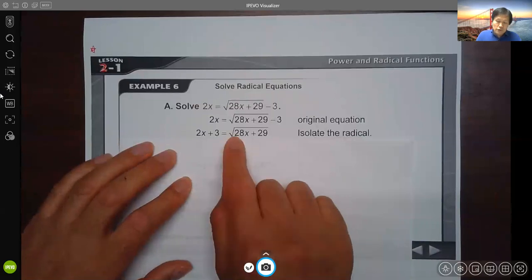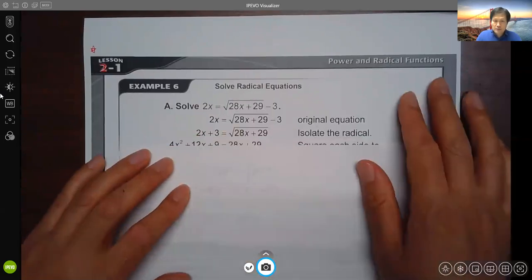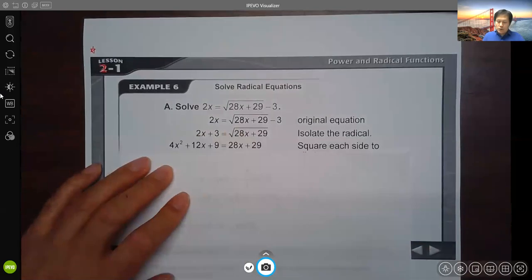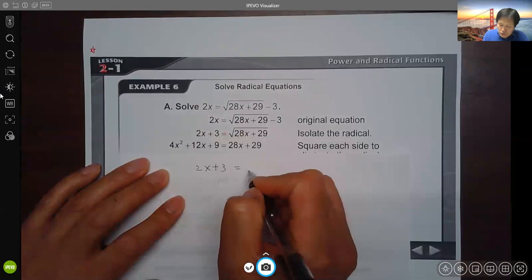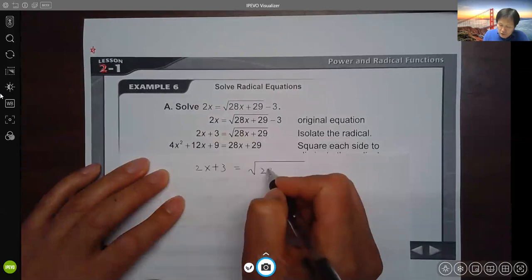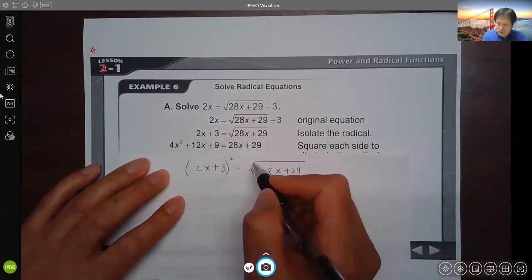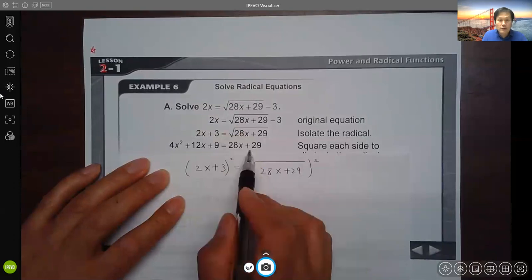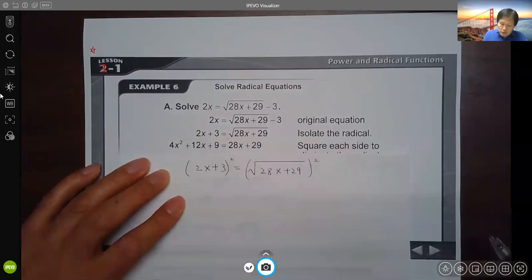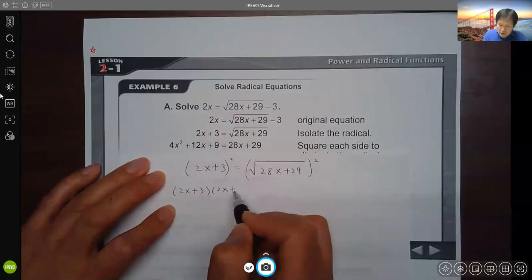Okay. Now root is by himself. You need to get rid of root. So square both sides. So here, if you didn't quite follow, 2x plus 3 equal to square root of 2x plus 29. You are squaring this. So square root disappear. That's how you got this. Okay. The left hand side, 2x plus 3, 2x plus 3.